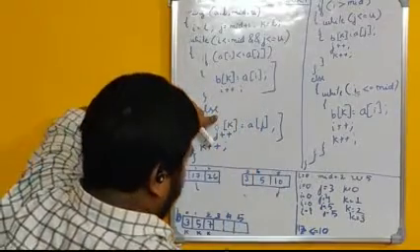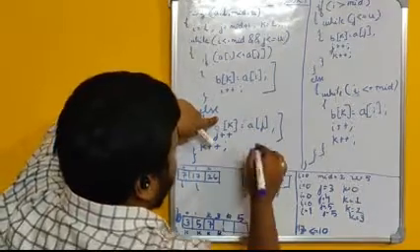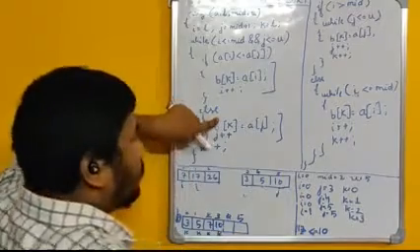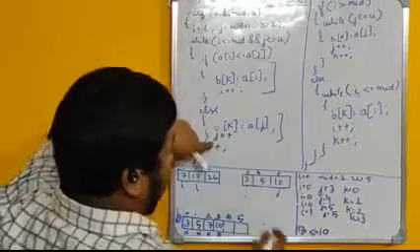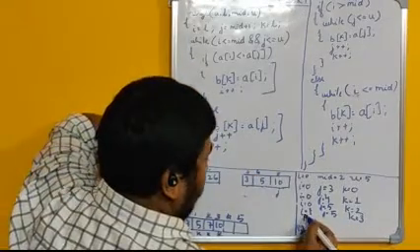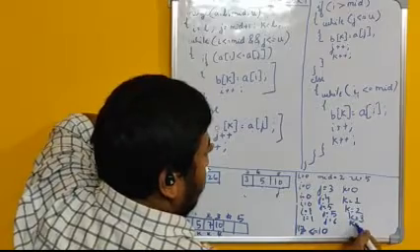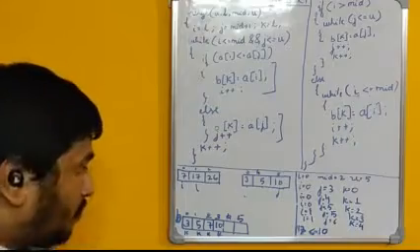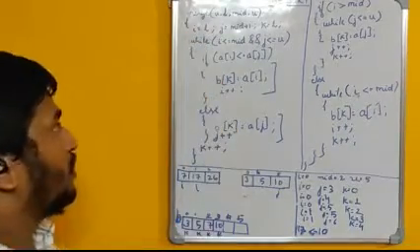Now B of k, where is k? k is 3, so now k is pointed here. A of j is 10, and 10 is put in the array. Now J is incremented. Now I is equal to 1, j is equal to 6, and k is incremented again. K is equal to 4. Now again it will go for the while condition.